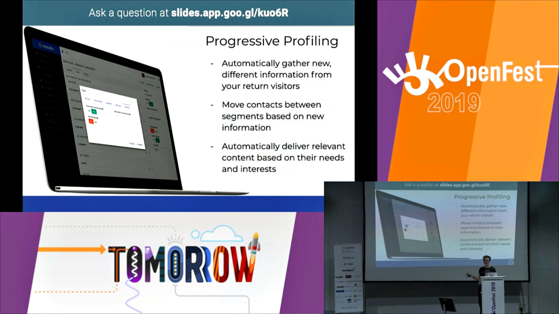And progressive profiling, so I touched a little bit on this. This is something that's really up and coming, and something that you really need to look at if you're doing marketing. That is about automatically gathering new information to progressively populate the profile of your contacts, rather than, okay, give me your email address, and then the next form you fill in is like 50 fields. It also allows you to automatically provide information and take decisions about what you're asking them based on the behavior on the website.